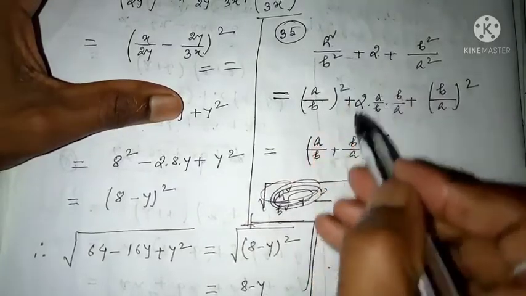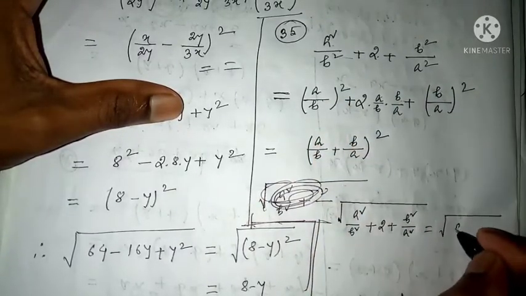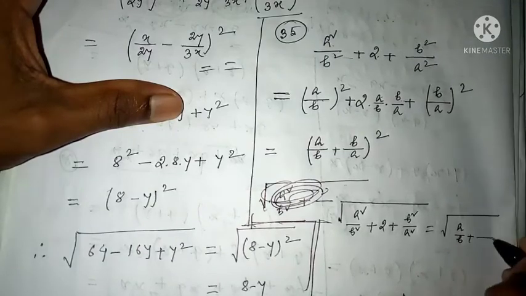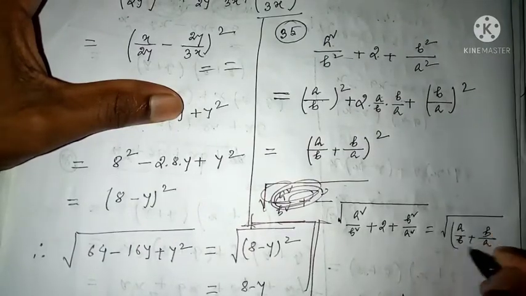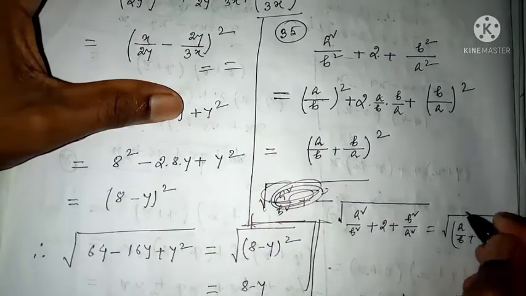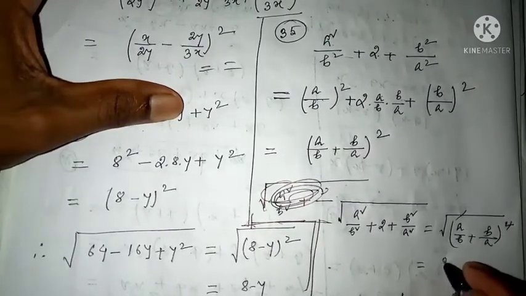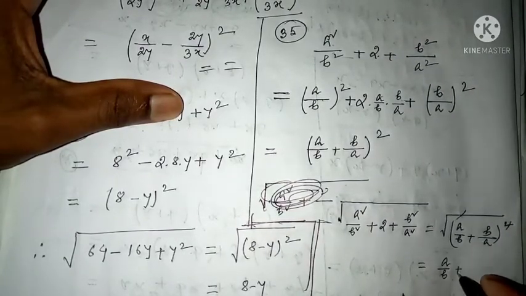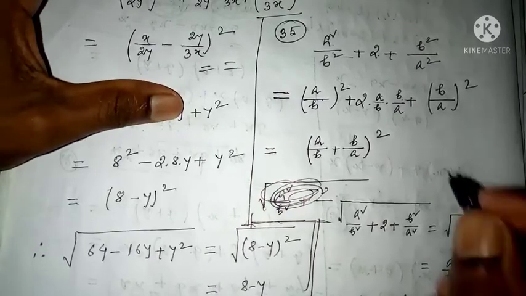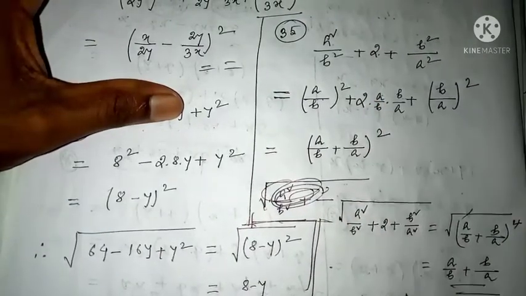Now you write (a by b plus b by a) whole square, the square will cancel with the square root. Then what I have here is a by b plus b by a. So this is the square root of this one. So this is our answer to that 35th question.